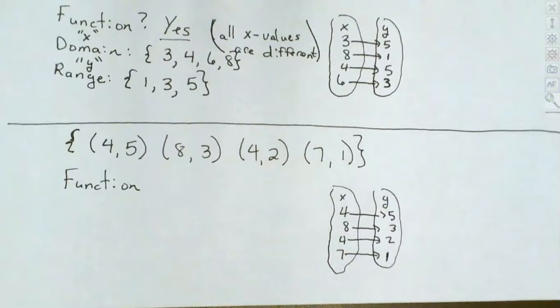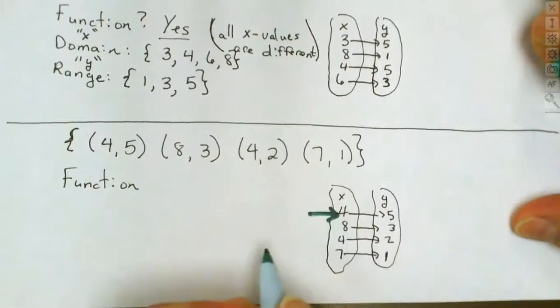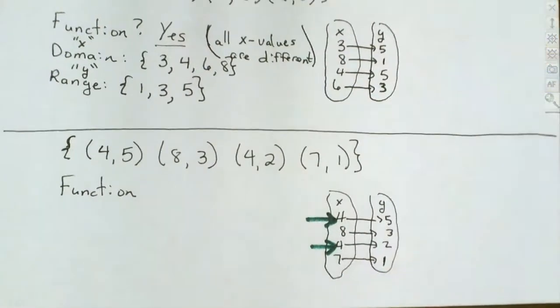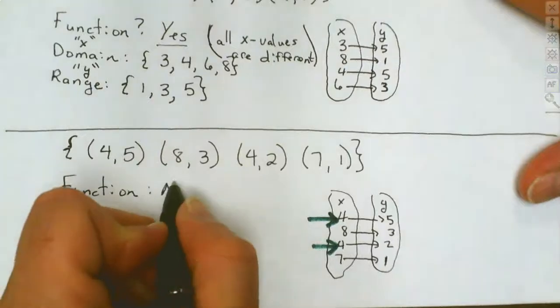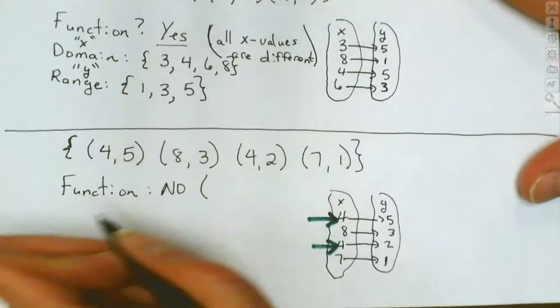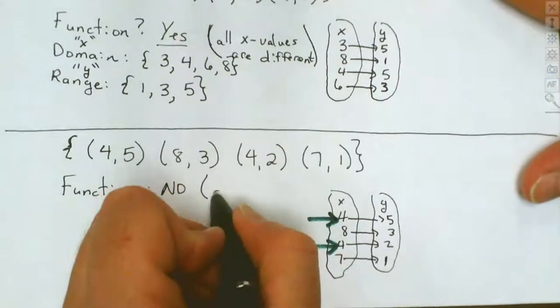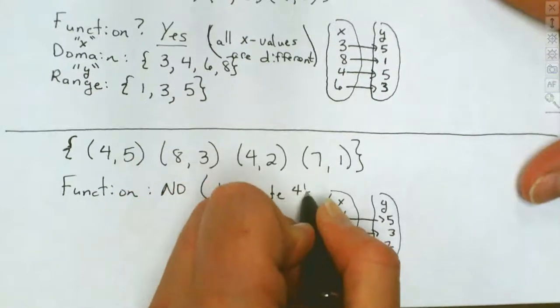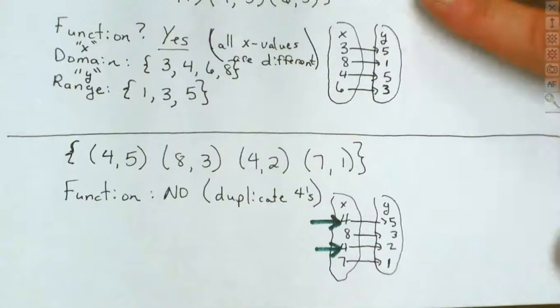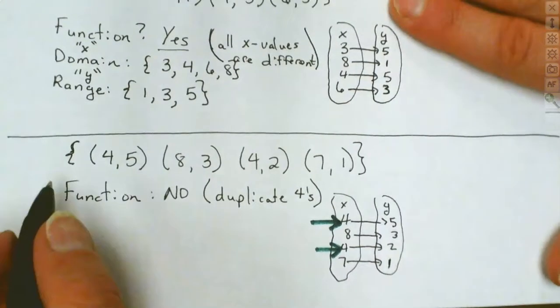So would this be a function? Yes or no? No. Why is it not going to be a function? It's not a function because the 4's are duplicated on the x part, right? So the duplicated x values, that means then it is not a function. Why is it not a function? Duplicate 4's. So those duplicate 4's make it not a function.